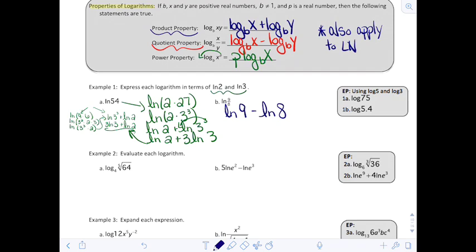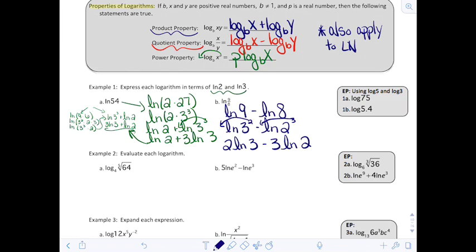Again, they still want us to end our answer with natural log of 2 and the natural log of 3. So I'm going to rewrite the natural log of 9 as the natural log of 3 squared minus the natural log of 8, I'm going to write as 2 cubed rather than 2 times 4. And then I'm going to bring those powers down in front from using the power property. So my final answer would be 2 times the natural log of 3 minus 3 times the natural log of 2.